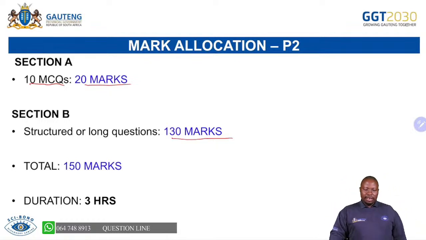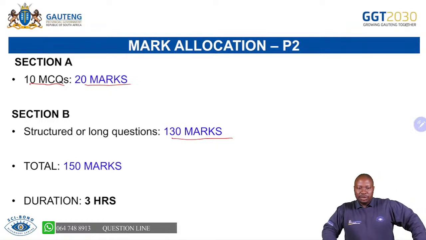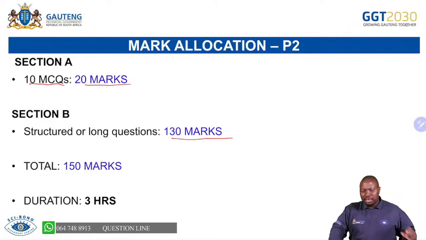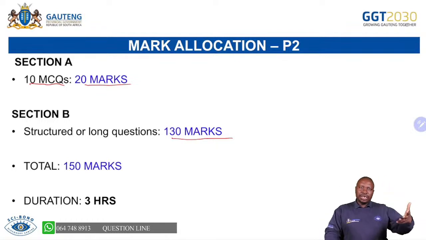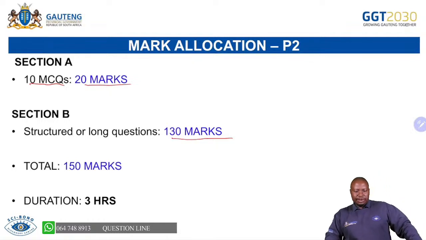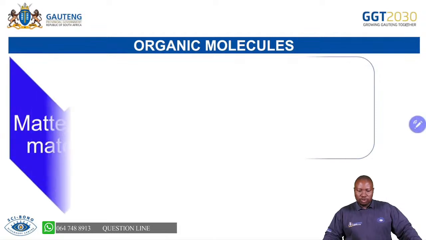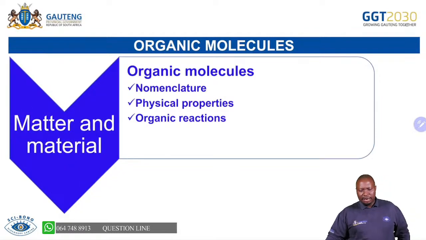If you check, 3 hours is 180 minutes, which simply means that if you say 180 divided by 150, you can see you have about 1.2 minutes for every 1 mark. So that is the time that you can use to check yourself, so that you don't end up spending more time for fewer marks, and you are able to deal with your time correctly.